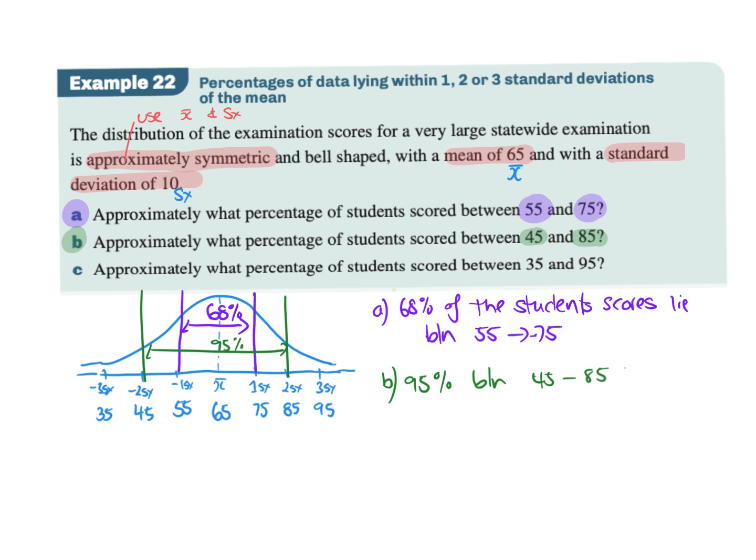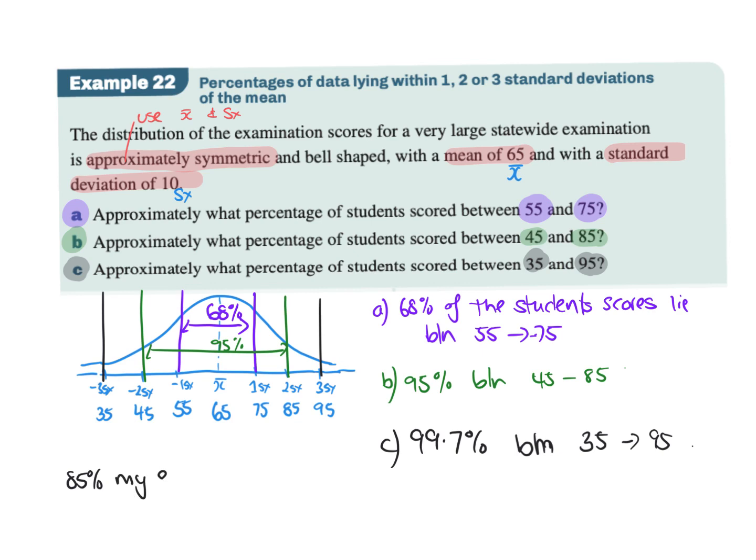And then the last one, I'll just do it in black. When we are between 35 and 95, if you look up here, that's 3 and 3. If we were plus or minus 3 standard deviations, what were we? 99.7% between 35 and 95.